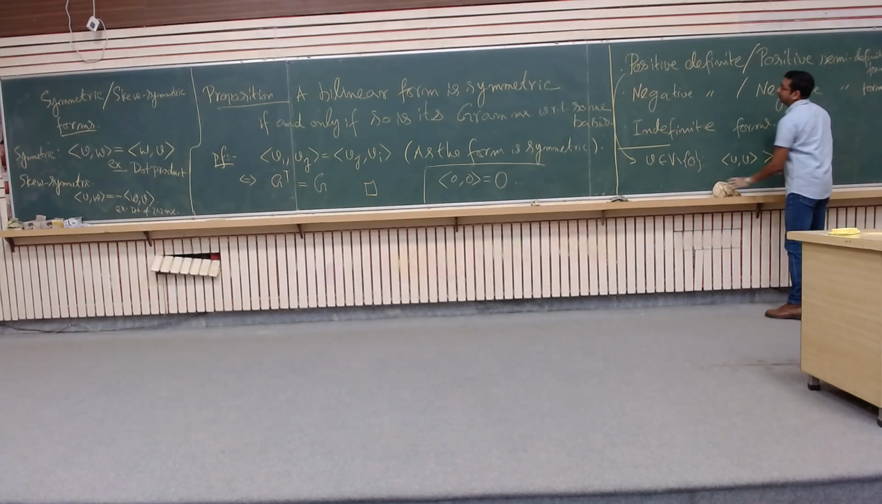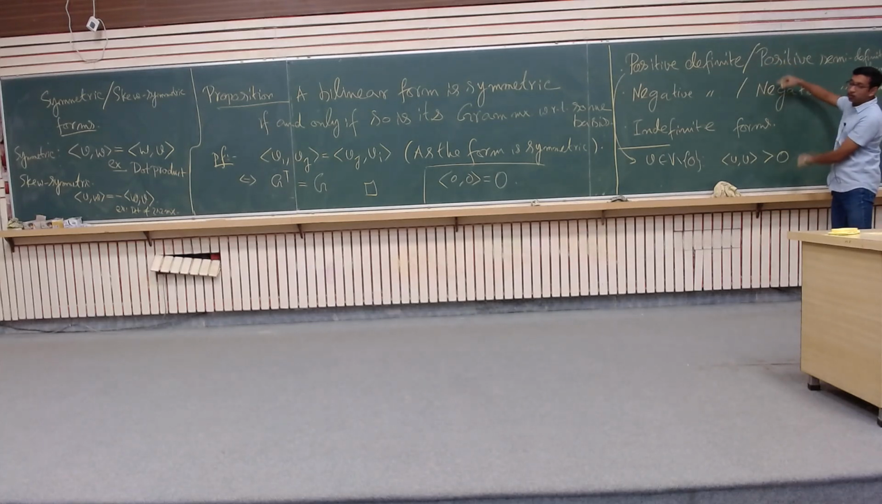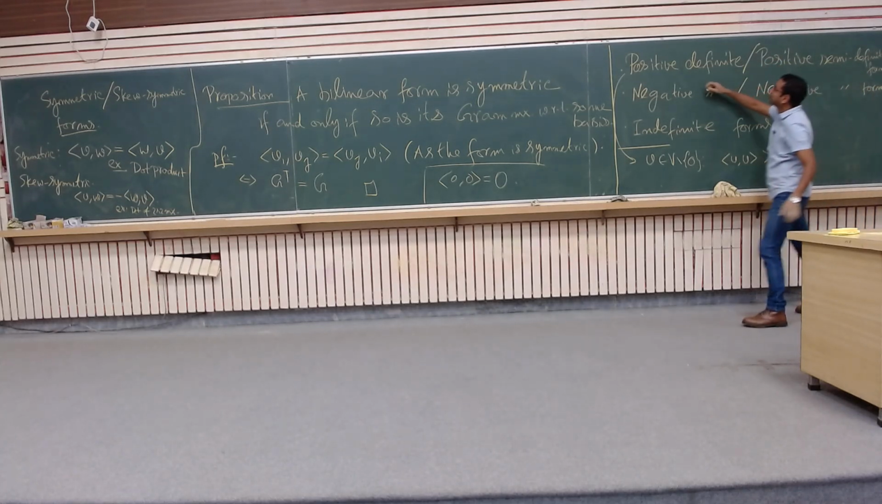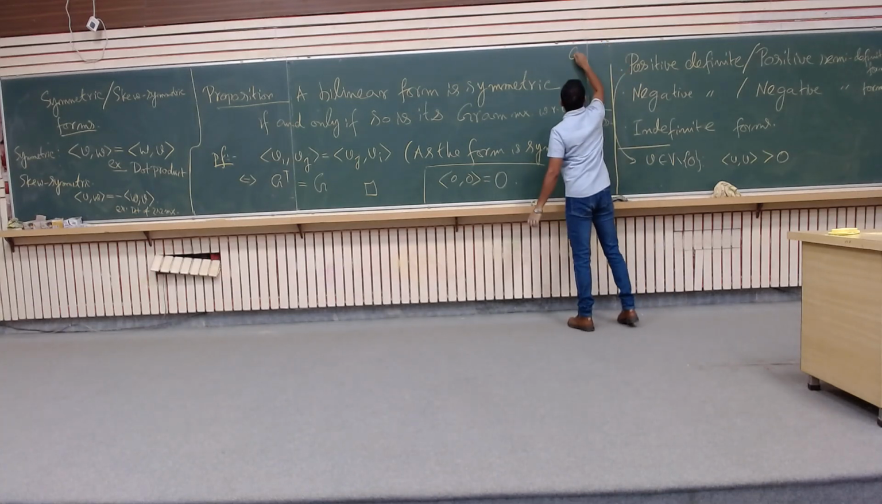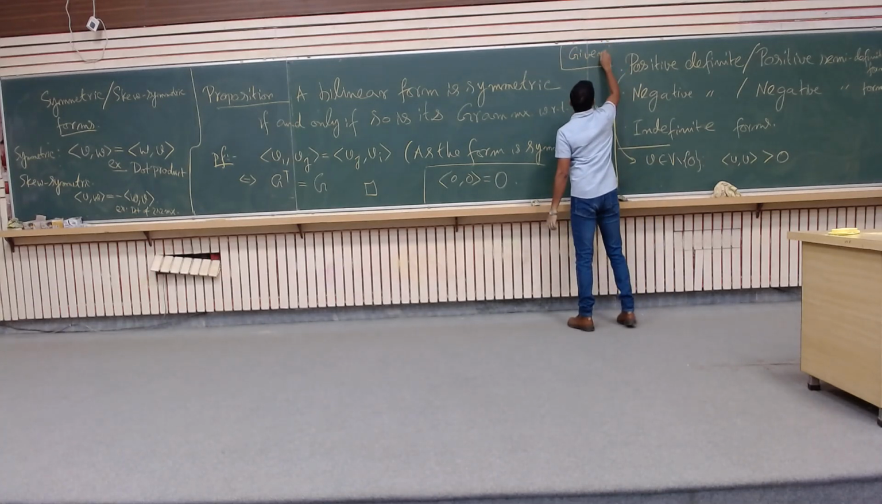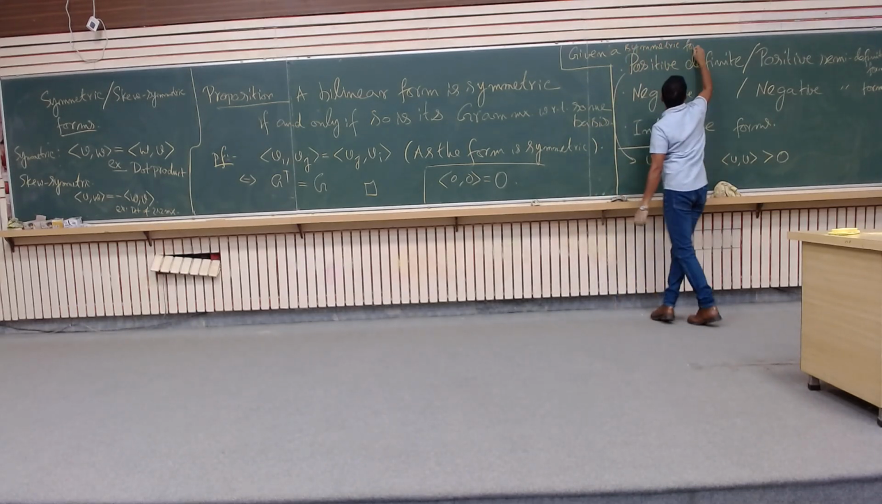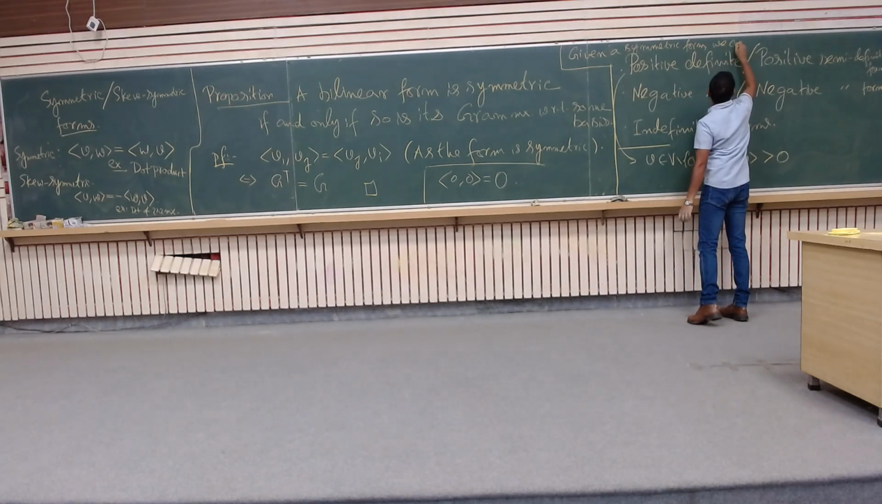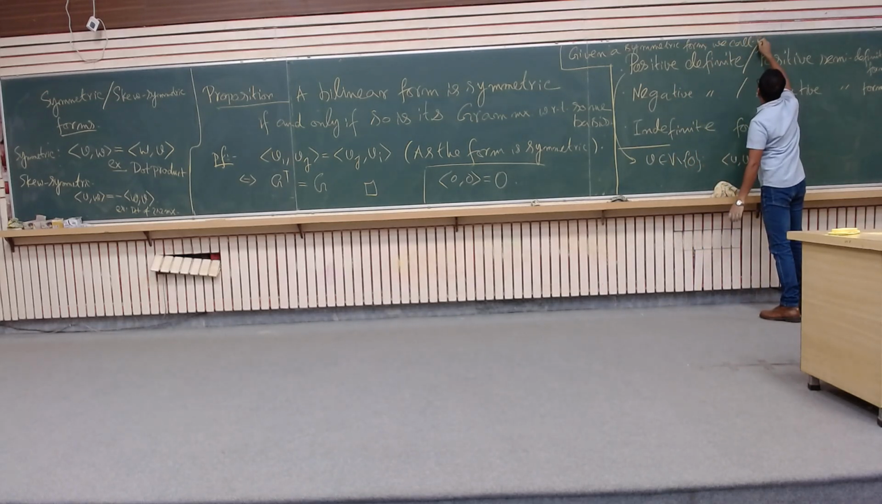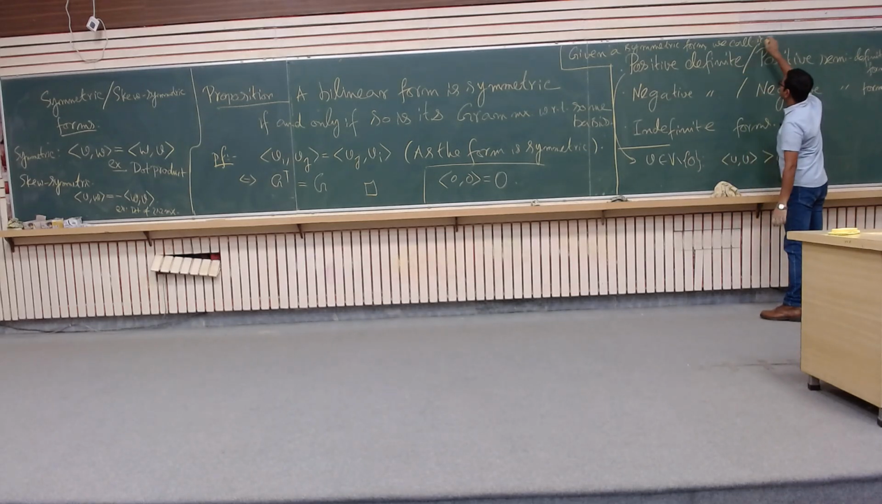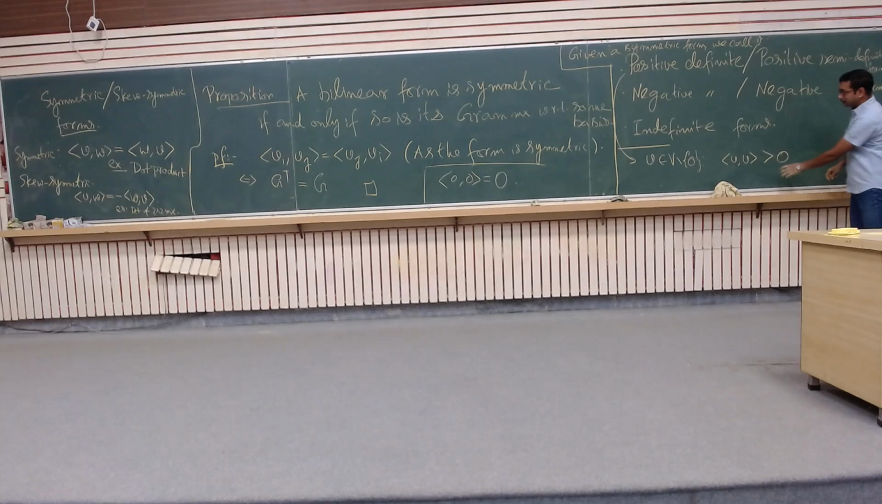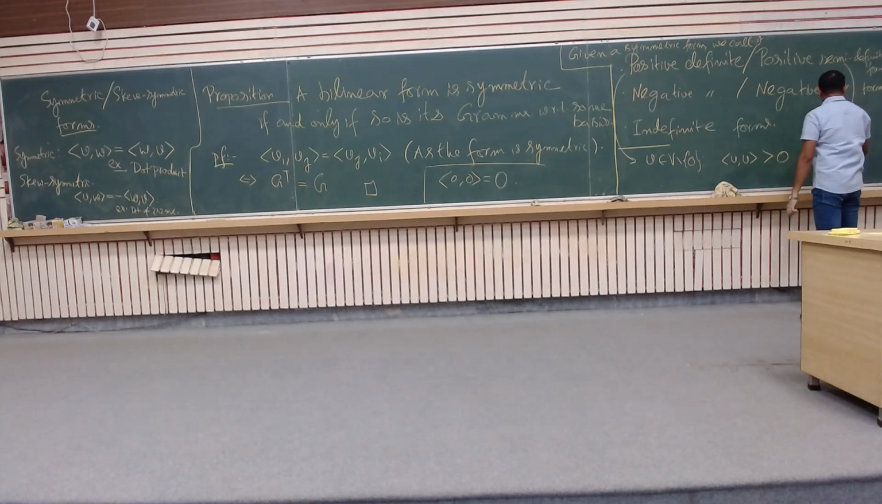And actually these are more specialization over the symmetric forms. So here, given a symmetric form, we call it positive definite if this is strictly greater than 0, and positive semi-definite if ⟨v, v⟩ is greater than or equal to 0.